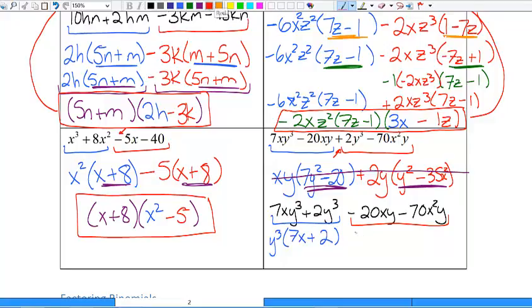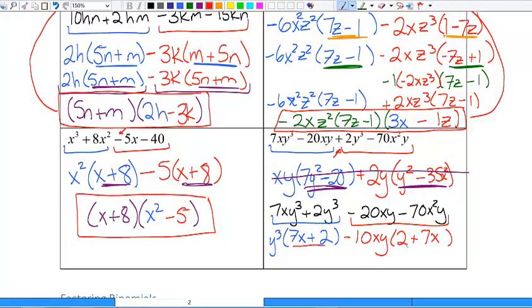In the red group, I can factor out a negative, because the first term is negative. Out of 20 and 70, I factor out a 10. Between xy and x squared y, I can factor out an xy. And that leaves me with negative 20 divided by negative 10, that's positive 2. Xy divided by xy, that's 1. Negative 70 divided by negative 10 is positive 7. X squared y divided by xy, that's x.